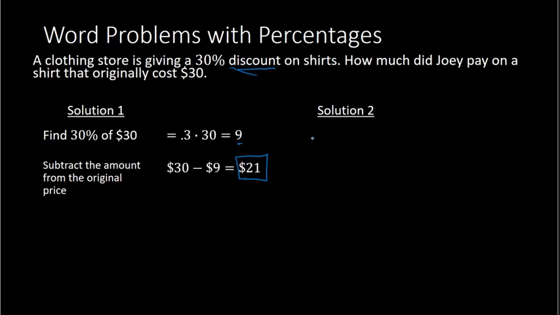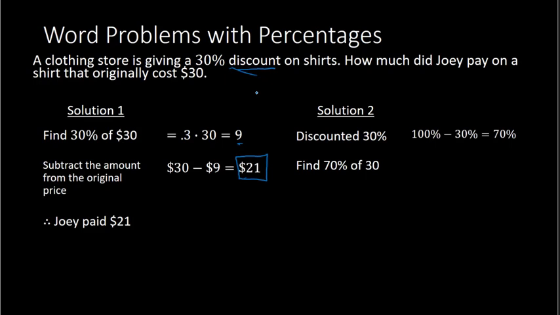The other way to calculate is I can realize that if we are discounting something 30%, that means we are paying 70%. So we do 100 minus 30. So 100 minus 30 is 70%. So I can find 70% of 30, which is how much Joey paid. So 70% of 30 I find by taking 0.7 and multiply it by 30, which would also give me 21. So either way, we would get the same answer of $21.